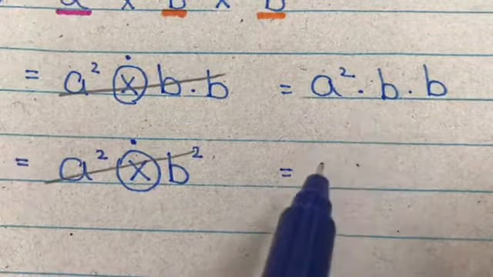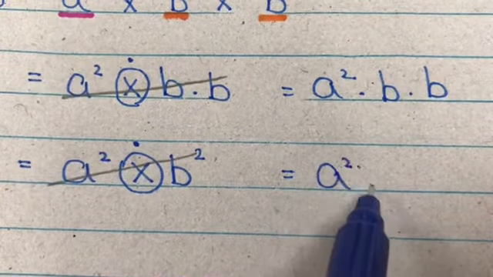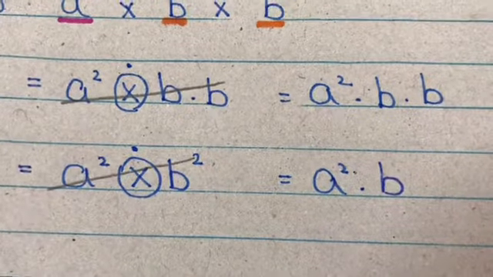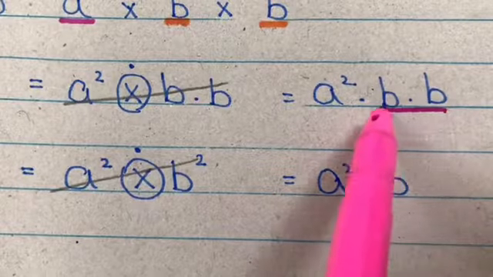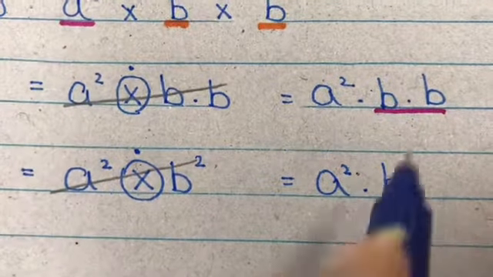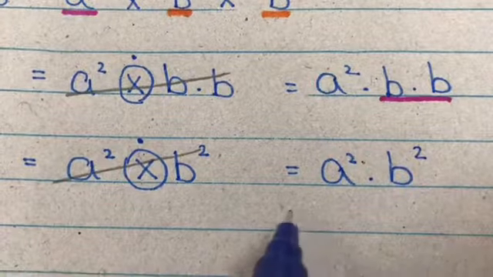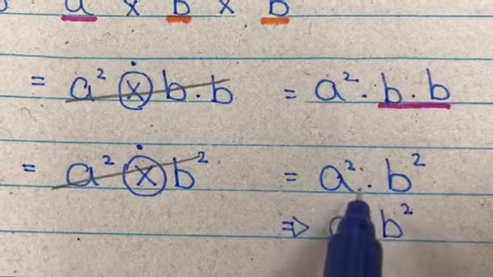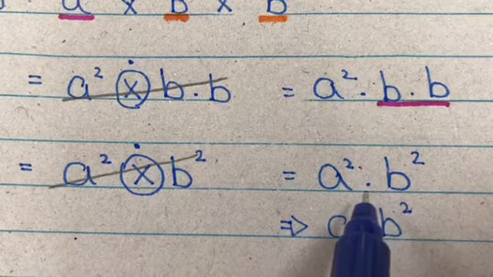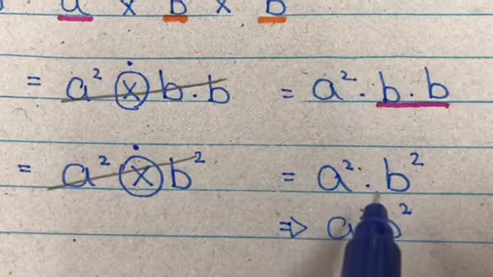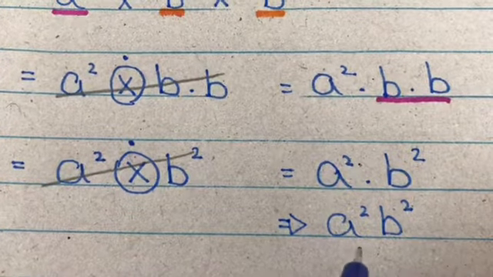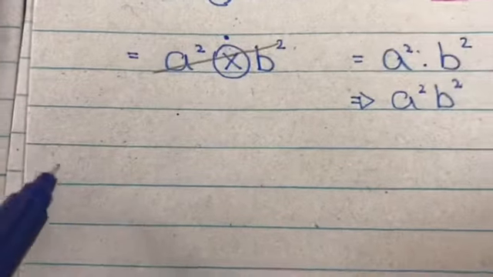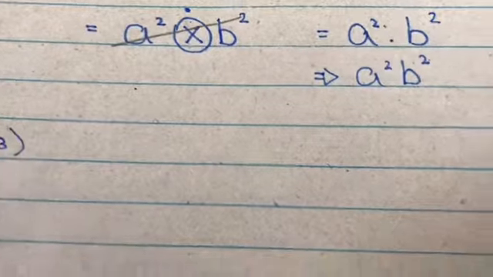So now your answer becomes a squared dot. Now you're going to solve these two. When you're solving these two, you can also underline them. Underline the b's, so it becomes b squared. So the answer is a squared b squared. You cannot leave your answer in the form of a dot because this still means a multiply sign. You have to come back to your answer. So this is your answer to this expression. Okay, we'll do 3-4 more sums so it becomes clearer to you.